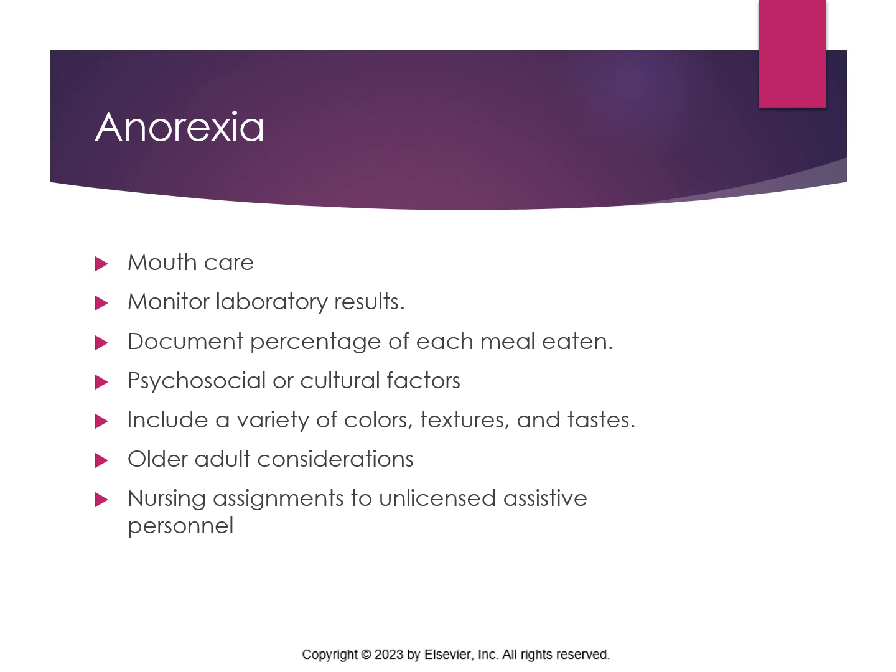Persistent anorexia must be addressed to prevent the consequences of inadequate nutrition. Nursing interventions include mouth care before each meal to eliminate or minimize oral causes of poor appetite. The percentage of each meal eaten should be noted and documented. If psychosocial or cultural factors are involved, you could try offering preferred foods if possible, if they're not detrimental to their health.